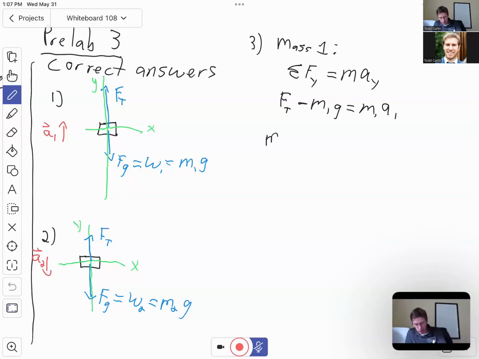Now, when you go to do the same thing for mass 2, it's going to look very similar. You're still going to be summing the forces. Wow, that's the worst sigma. I'm going to rewrite that. Not that my first one is very beautiful either up here, but oh well.